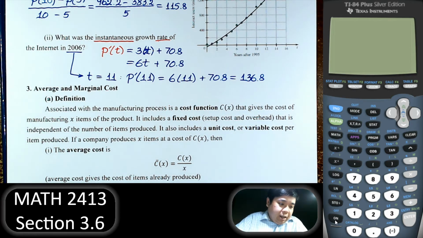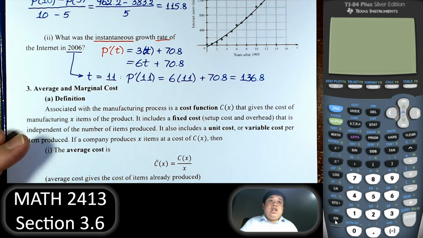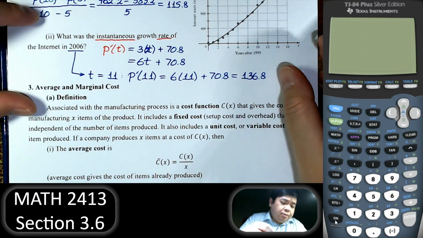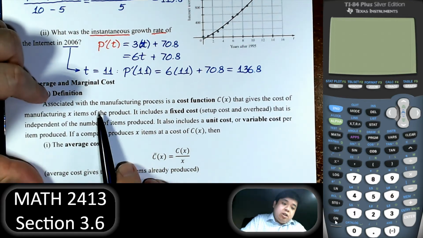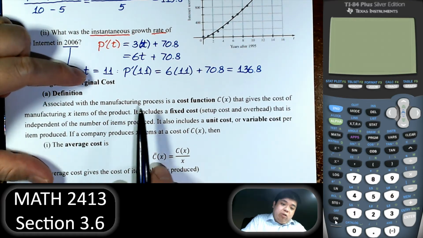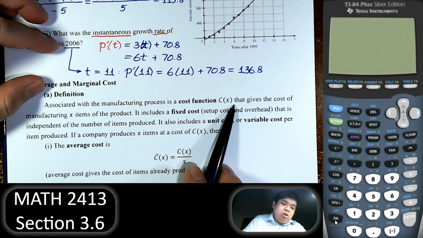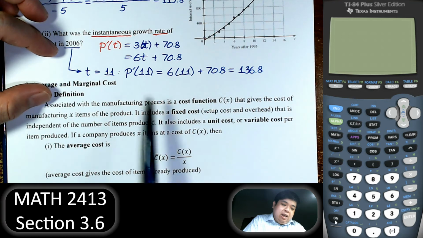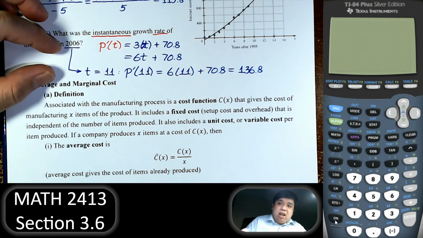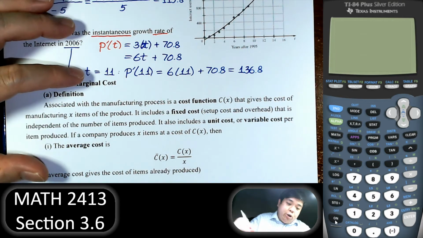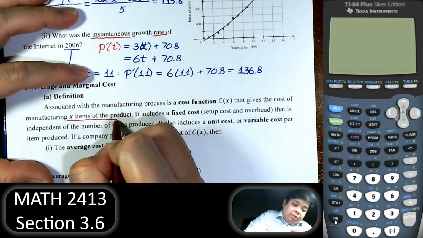Next, another application of derivative, and this is in business. So associated with a manufacturing process is called the cost function. So the cost function is the cost of producing x items. So x, the independent variable, is the number of items.